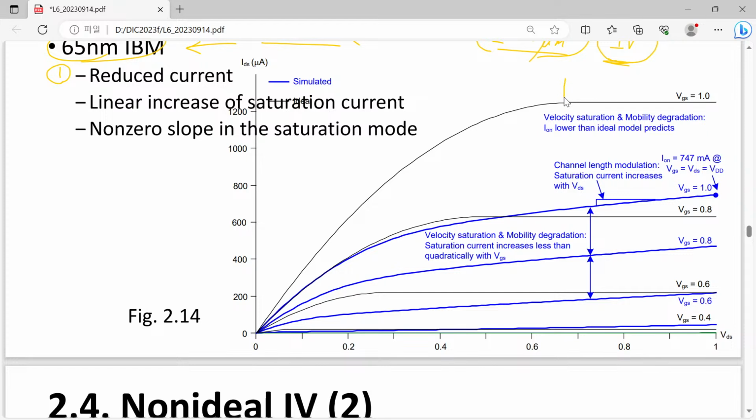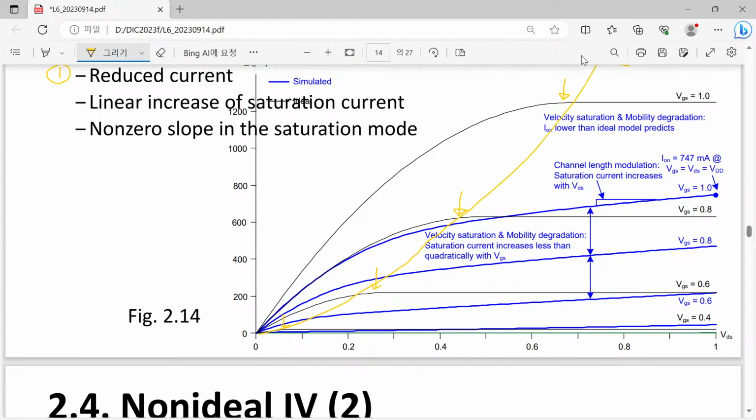Then maybe you can find that this is the transition, and this is the boundary between linear and saturation, and maybe this is one, and maybe this is the one. So once again, when you connect them all, you find that this is more or less parabolic.